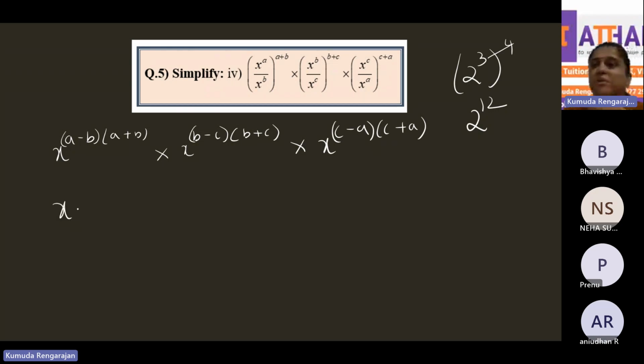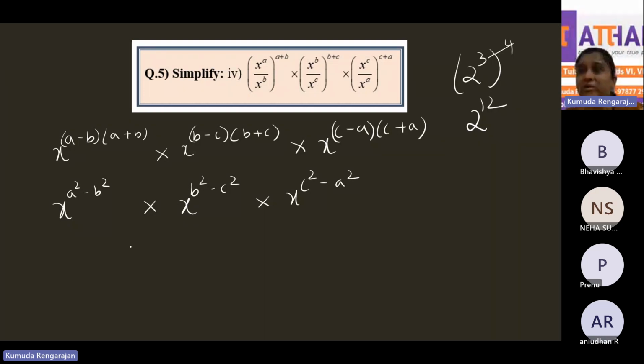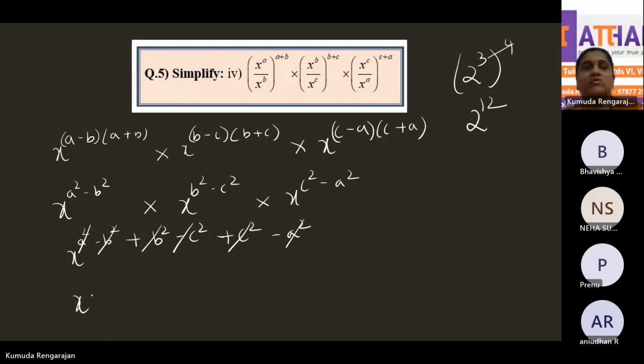Now we know that a plus b into a minus b is a squared minus b squared. So this is a squared minus b squared, into this one is b squared minus c squared, and this one is c squared minus a squared. Again, bases are the same and it's multiplication, so we have to add the powers. Write the base x only once and add the powers. So now it will be a square minus b square plus b square minus c square plus c square minus a square, so x to the power 0.